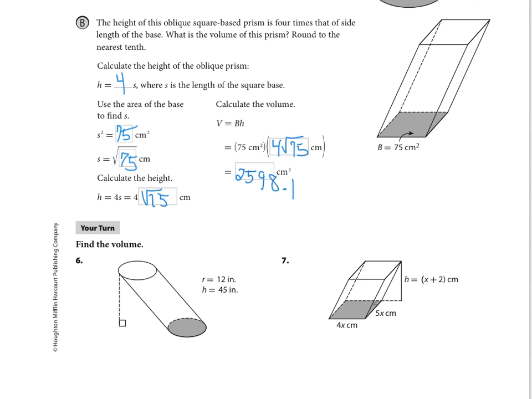So now we have some your turn problems, and again you see an oblique cylinder and an oblique prism. I just want you to go ahead and find those volumes as we move on to the next part of the video.